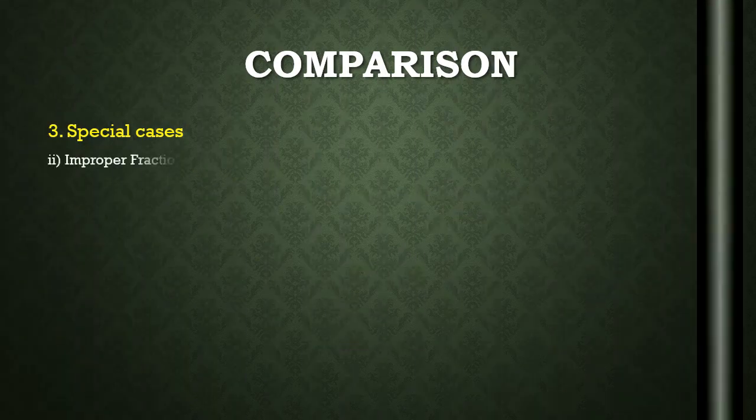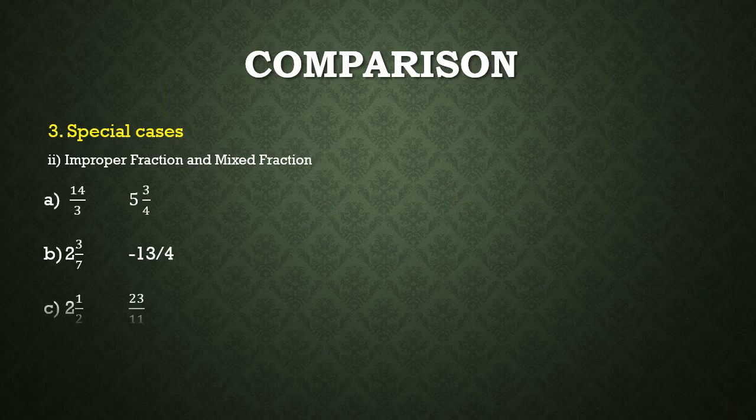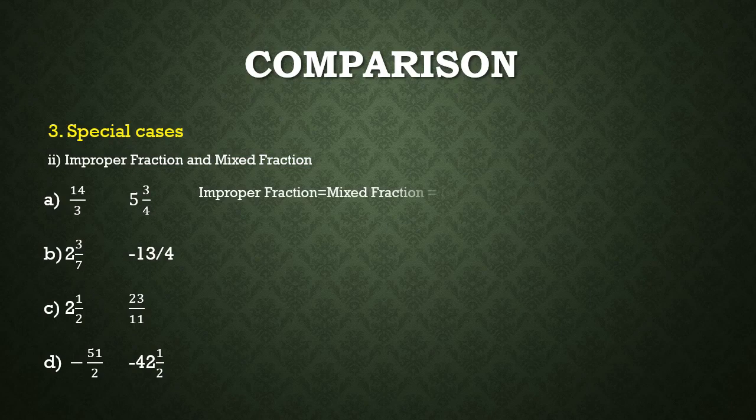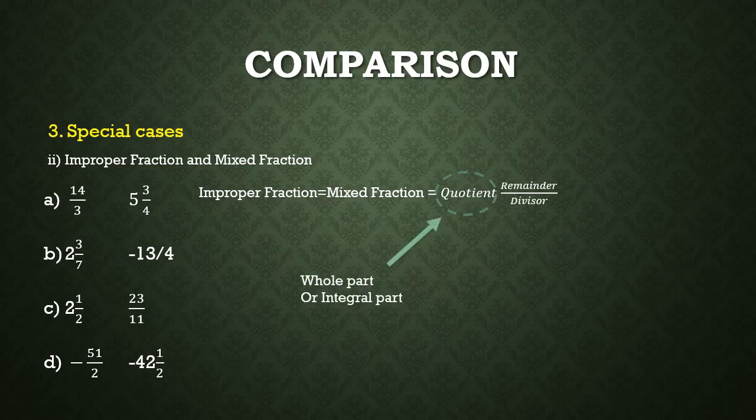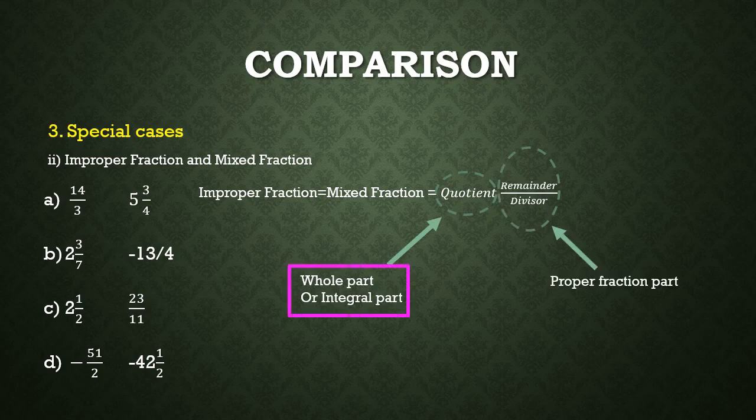The next special case is when you have improper fractions and mixed fractions. We already studied that improper fractions can be written as mixed fractions, as quotient and remainder by divisor. The quotient, which is the whole part or integral part, is all that we need to compare. The proper part shall be needed only when the integral parts are equal. Hence the first one, 4 by 3 is 4 and 2/3, and we have 5 and 3/4. Clearly the whole part 4 is less than 5. Thus we put the less than sign here and also here.